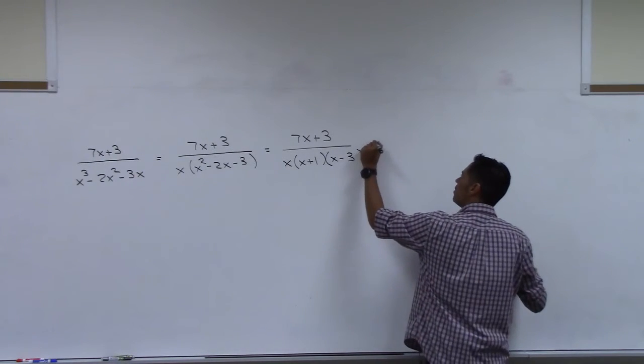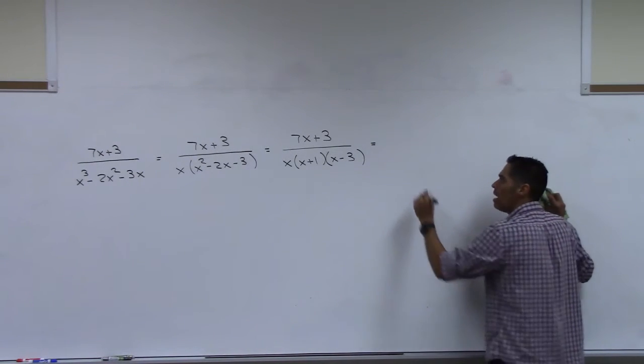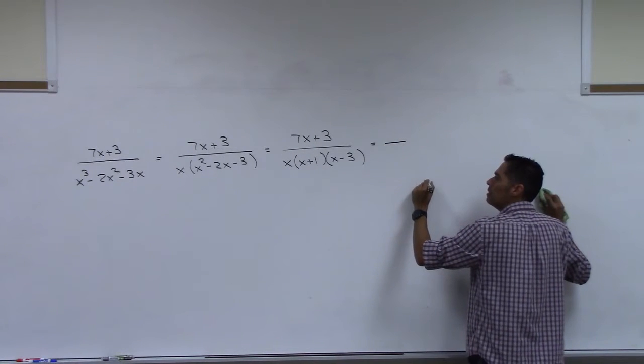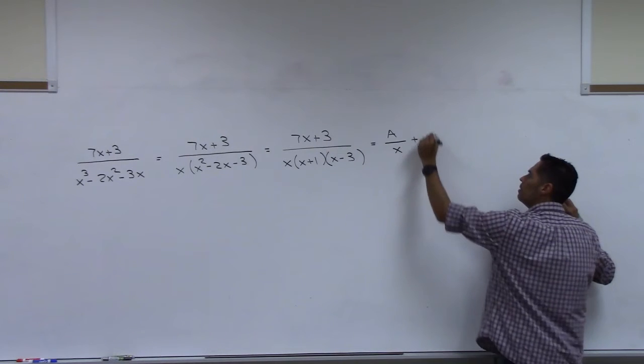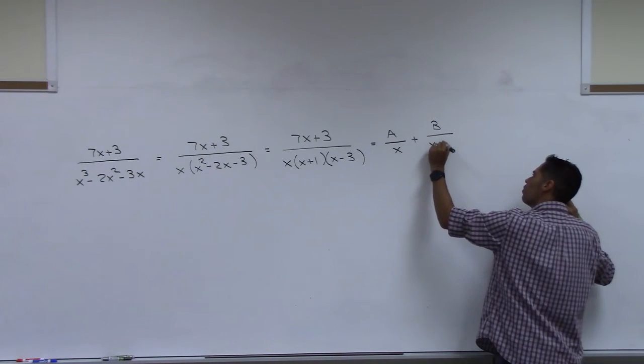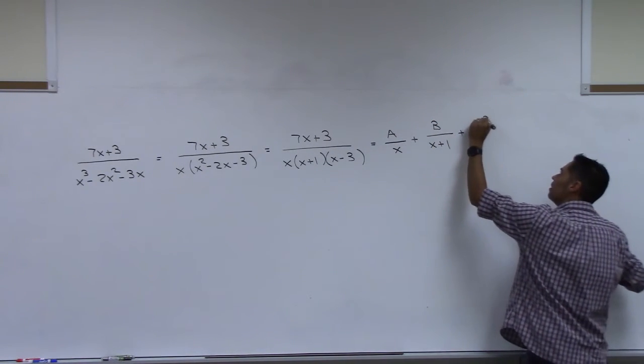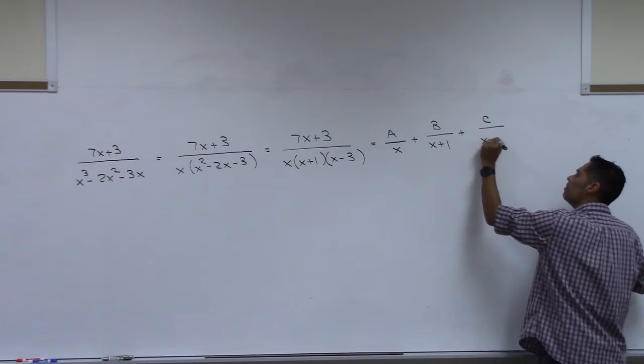For each distinct linear factor, we will put a letter on top. So it's going to be, you tell me, A over x plus B over x plus 1, and then finally C over x minus 3.